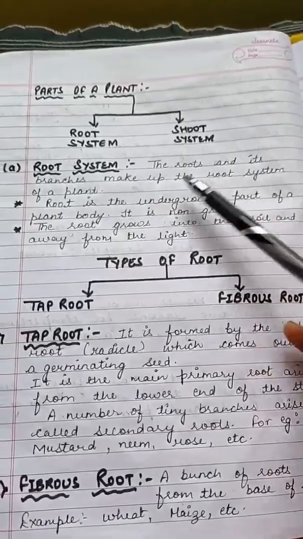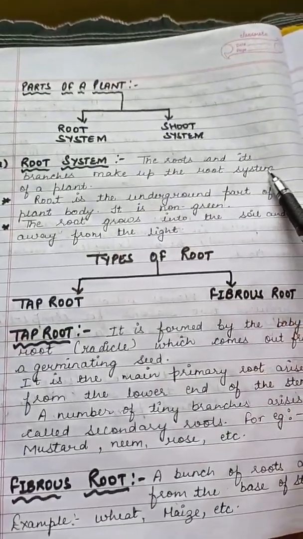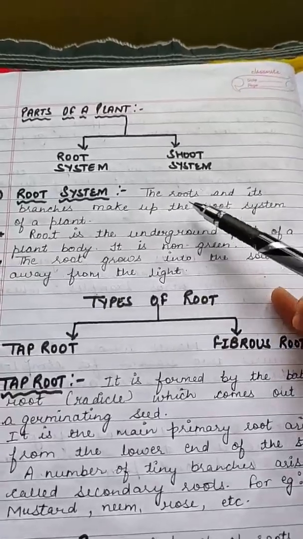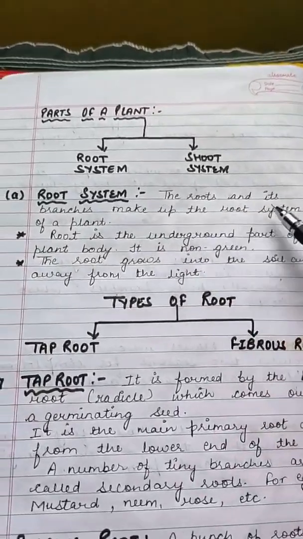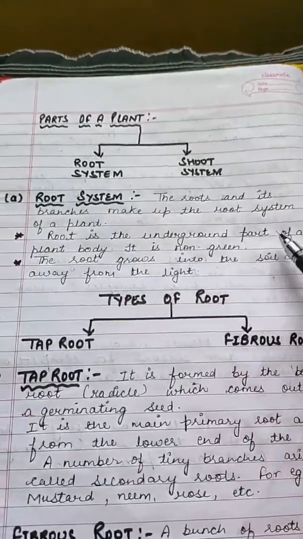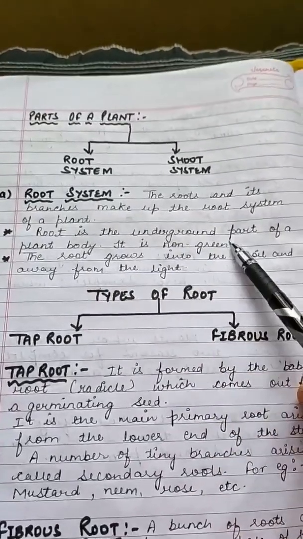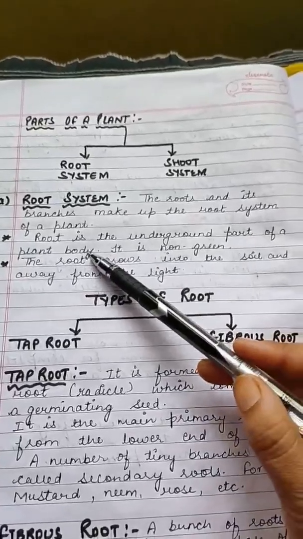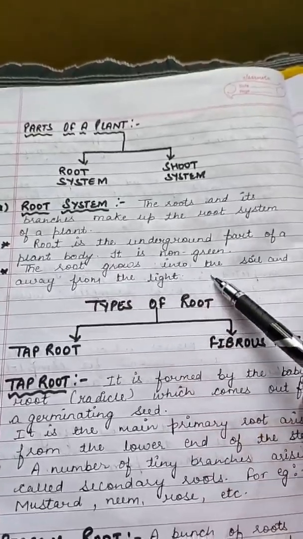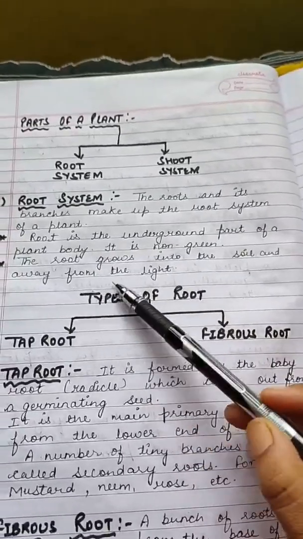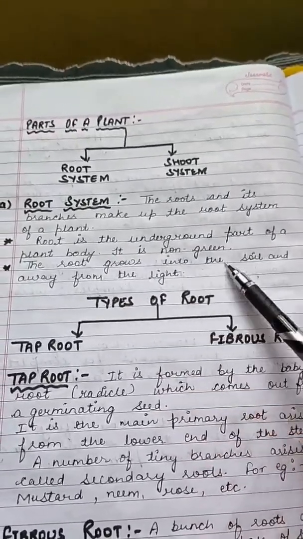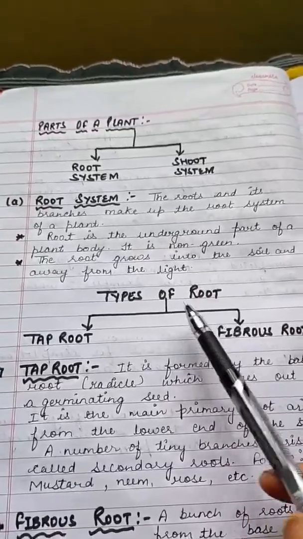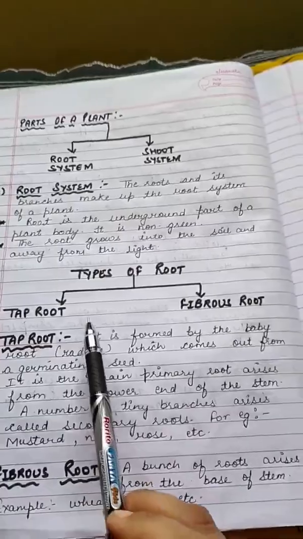The roots and its branches make up the root system. Root is the underground part of a plant body. It is non-green. The part of the plant which is below the ground is root. The roots grow in the soil and away from the light.